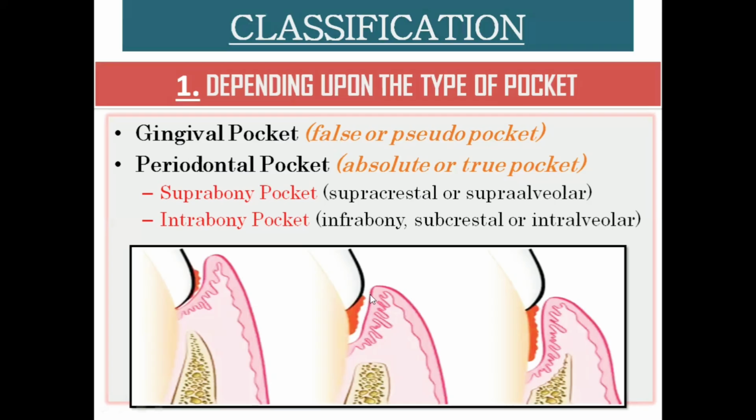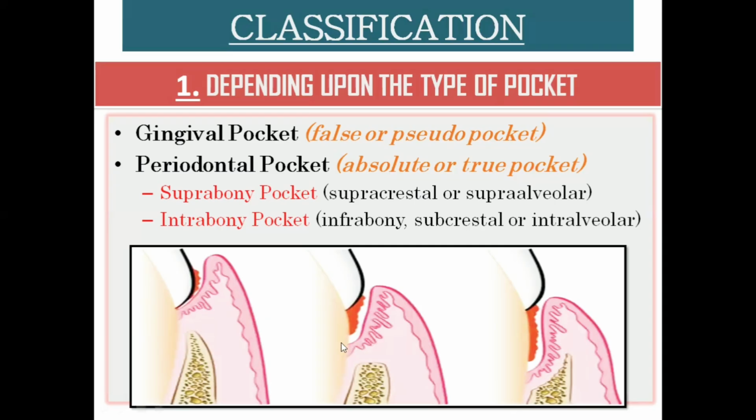Okay. Now this true or absolute or periodontal pocket, it can be of two types. It can be a suprabony pocket or it can be an intrabony pocket. Now let's understand what is the difference between suprabony pocket and intrabony pocket. So first is suprabony pocket. Suprabony pocket is also called as supracrestal or supraalveolar. See, the highest point on the bone is called as alveolar crest. Okay, this alveolar crest, the pocket in relation to this alveolar crest is defined as supraalveolar or intraalveolar.